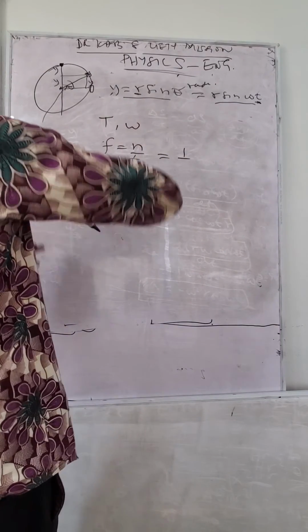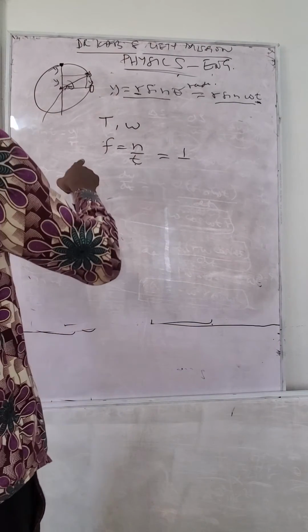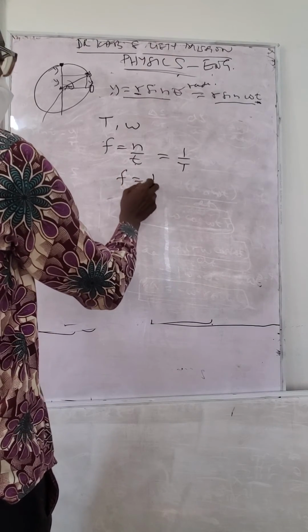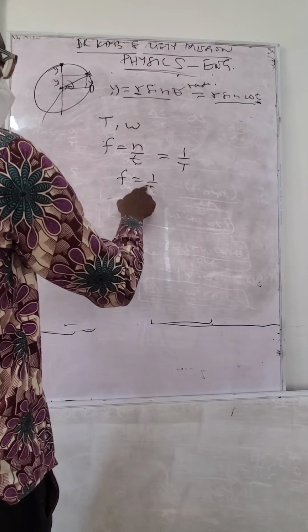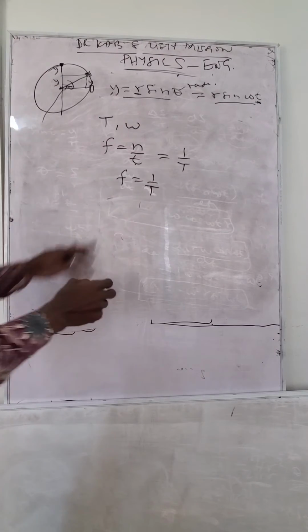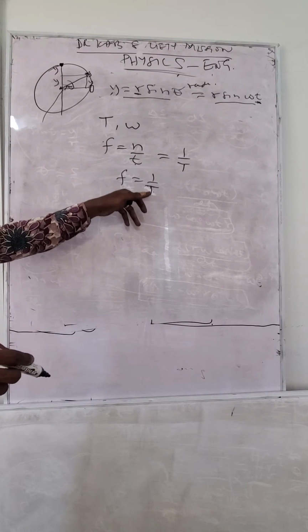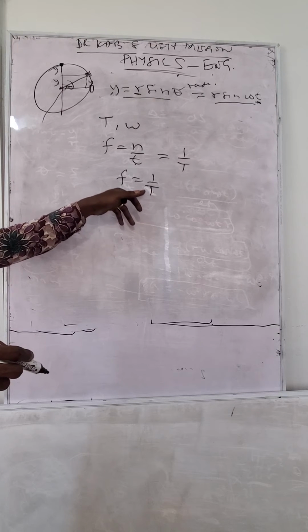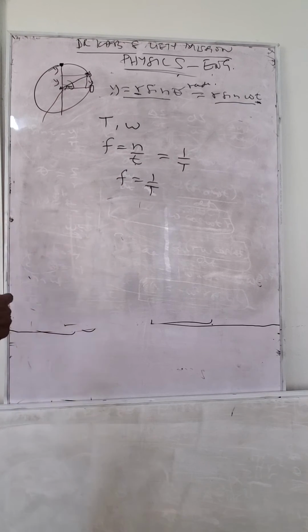The time that it takes to make one cycle is T. So you realize that f is equal to 1 over T, or inversely proportional to T. For one revolution, the time taken becomes capital T, which is the period, and then this is the frequency.